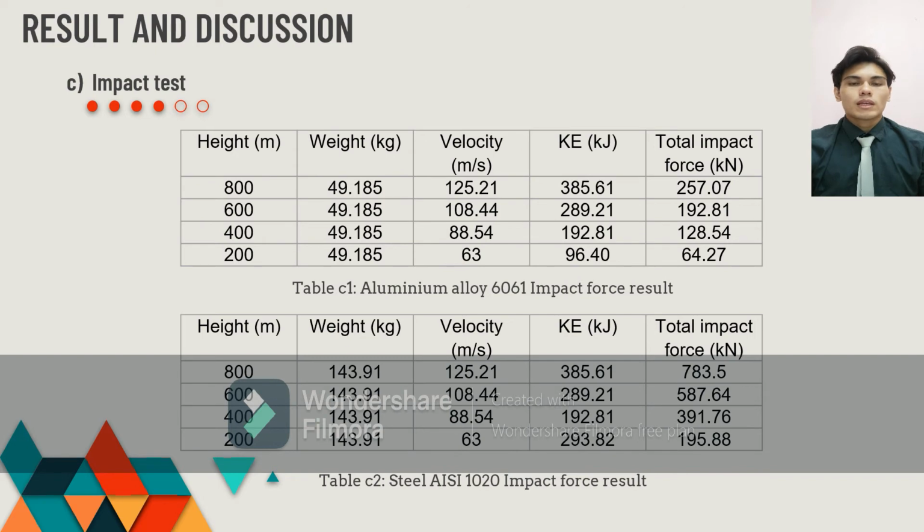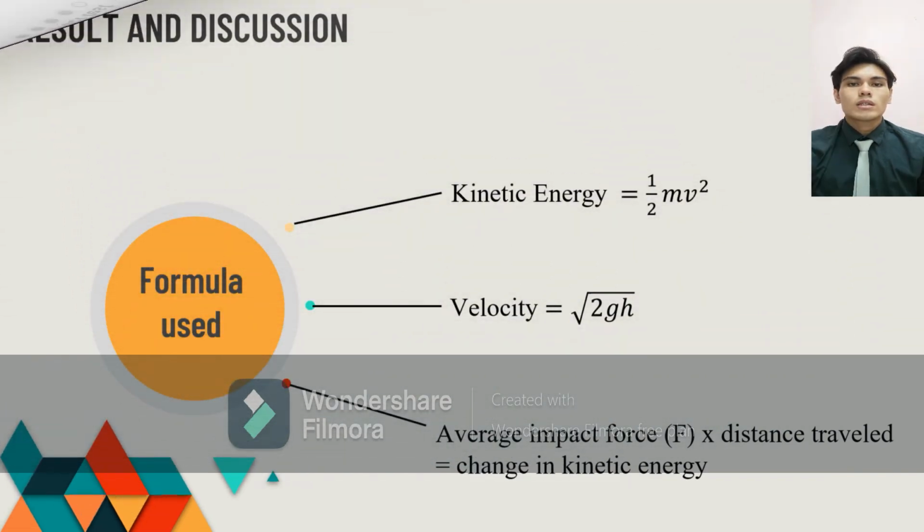Finally, is the impact test. I have made an impact test to compare between two materials: aluminium alloy 6061 and steel AISI 1020. All the data that I have calculated, I have tabulated in table C1 and table C2. This is the formula that I have used to calculate the data. First, kinetic energy, second, velocity, and lastly, the average impact force.